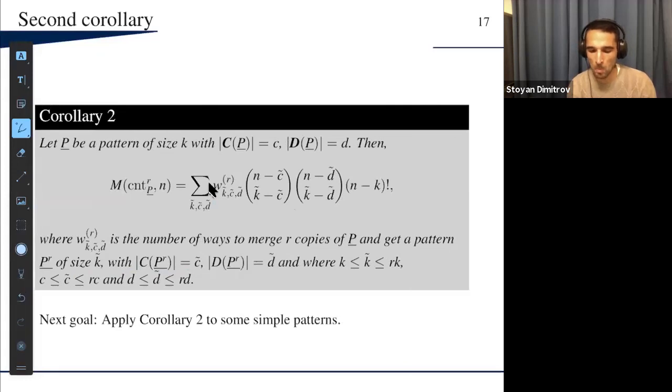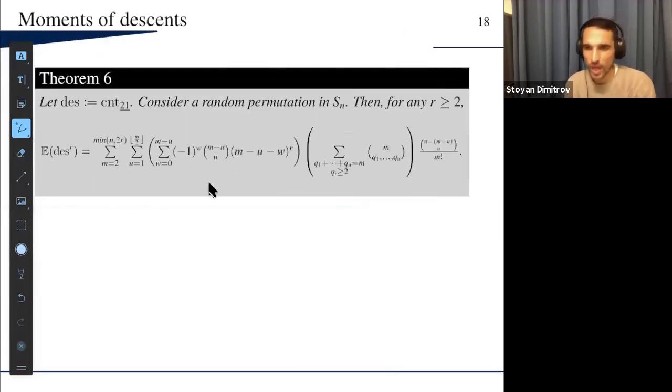So first, let me apply this corollary to this simple vincular pattern, which is just the descent pattern. We have 2, 1, and the positions of the numbers corresponding to the 2 and the 1 must be consecutive. So this is the well-known descent statistic. And by using this corollary, we gave this explicit formula for the r-th moment, which is quite interesting for me because I couldn't find this in the literature.